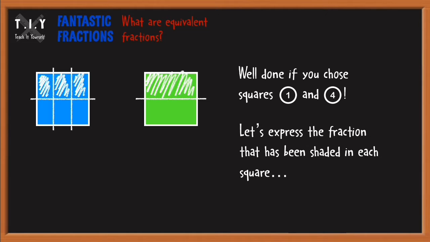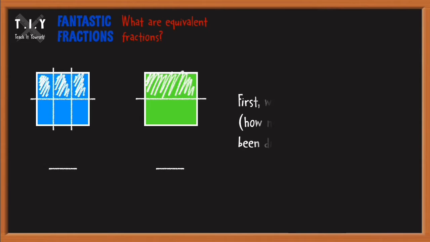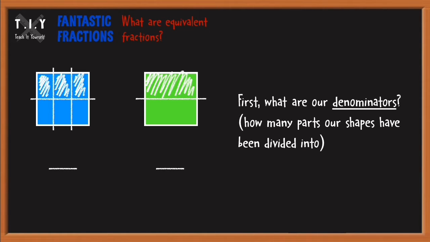Now let's express the fraction that has been shaded in each square. First, what are our denominators? Remember, this tells us how many parts our shapes have been divided into. We can see that the blue square has been divided into 6 equal parts. The green square has been divided into 2 equal parts.